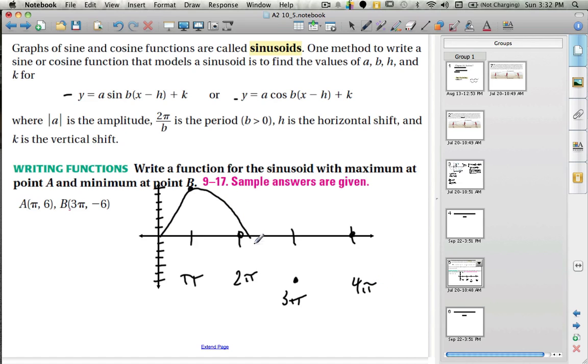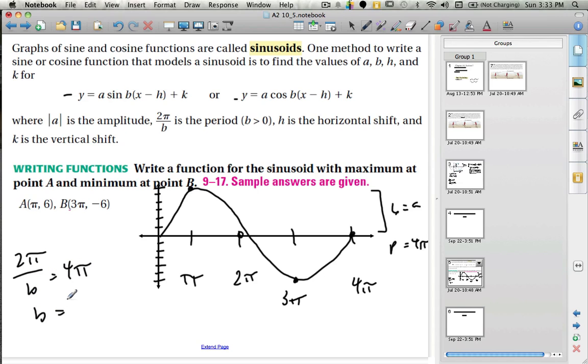This could be my graph. My amplitude is 6. It's not shifted anywhere as a sine function. I know that my period equals 4 pi. That means that 2 pi divided by b is equal to 4 pi. So b is equal to 1/2.